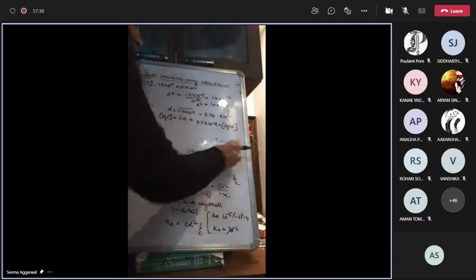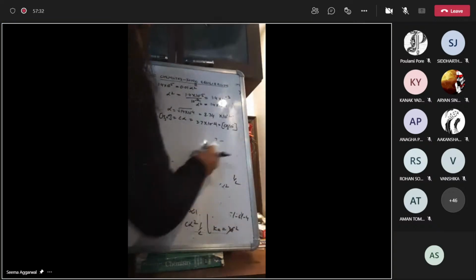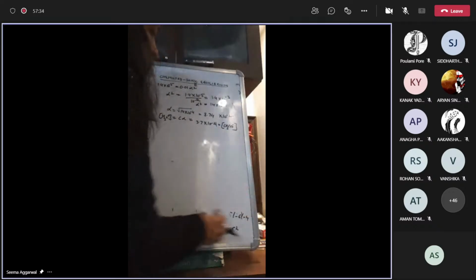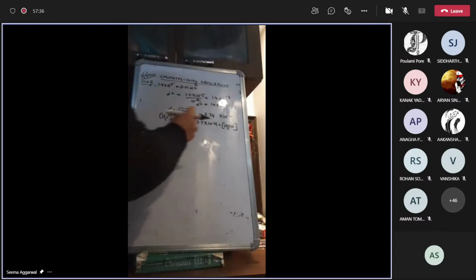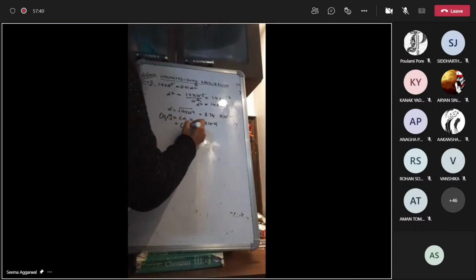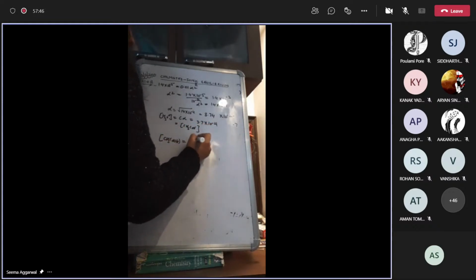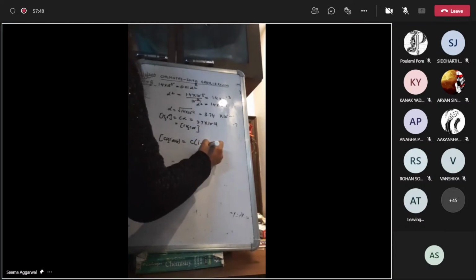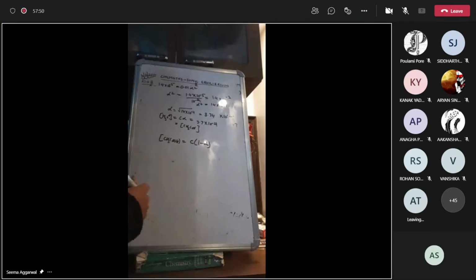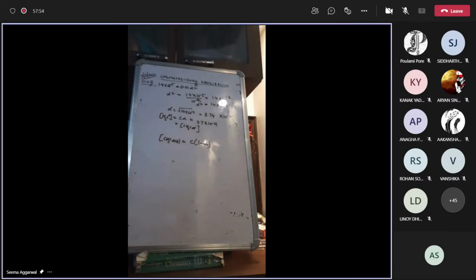So now you will get the answer. Is it okay? The concentration of acetate ions, CH3COO minus ions, will be equal to this. And what we are getting is the concentration of CH3COOH at equilibrium is equal to C into 1 minus alpha. And you can solve it. Okay. So this was our question.